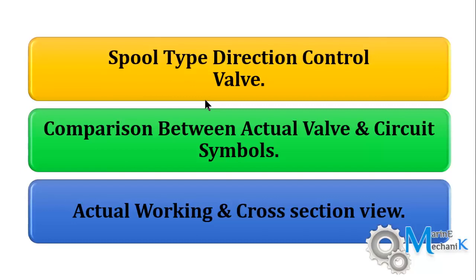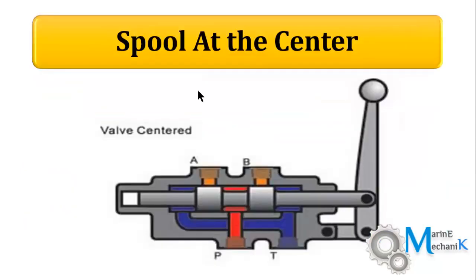Let's proceed further. The first picture over here shows the spool or the valve spindle is at the center. When you recollect from my previous lecture, here you can find the ports P, T, A and B. So this is 4 port and there are 3 positions like left, central and right. So 3 position 4 port manually operated hydraulic control valve or directional control valve is the nomenclature.